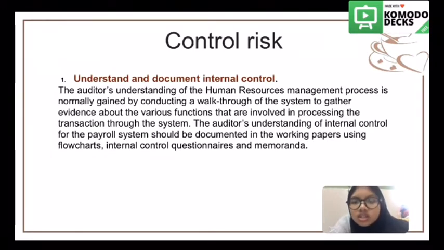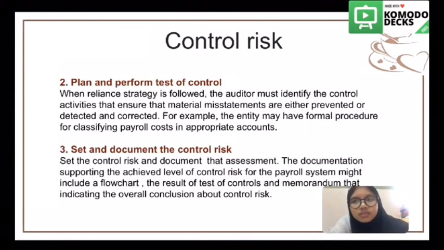The auditor's understanding of internal control for the payroll system should be documented in the working papers using a flowchart, internal control questionnaire, and memorandum. Next step is plan and perform test of control. When a reliance strategy is followed, the auditor must identify the control activities that ensure that material misstatements are either prevented or detected and corrected. For example, the entity may have a formal procedure for classifying payroll costs in the appropriate account.